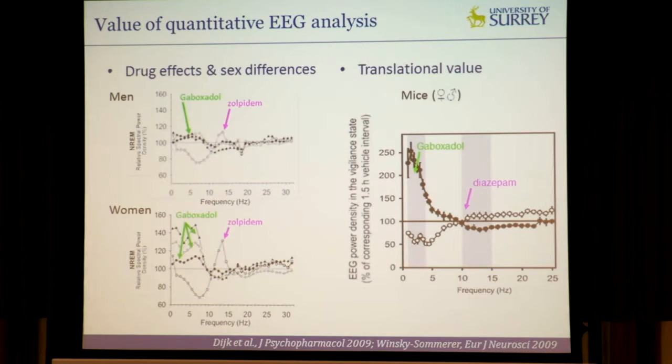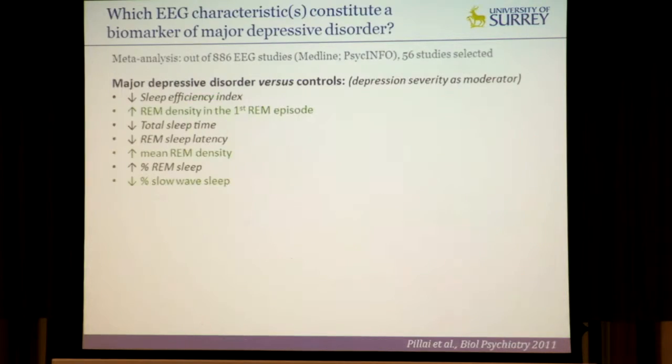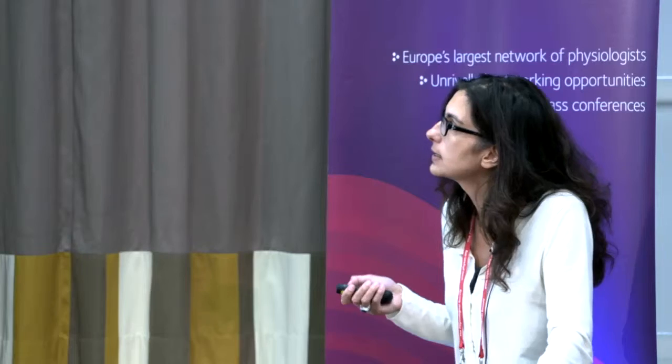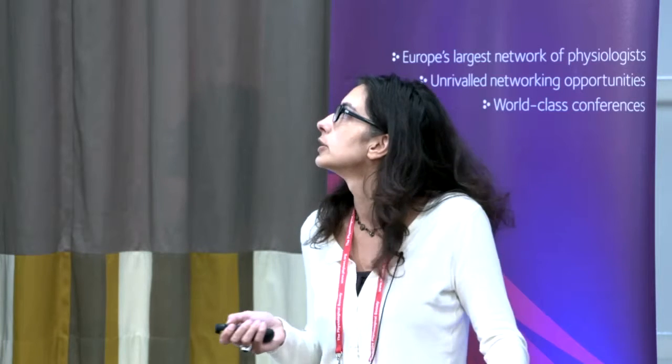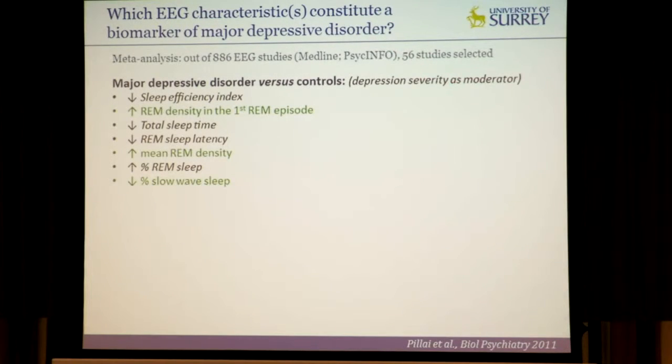but that has also been shown in rats. So if I go back to the biomarkers, there has been a recent meta-analysis looking at 886 EEG sleep studies performed in depression. Only 56 studies were selected, and we can maybe discuss afterwards why. But what they were able to show is quite interesting: there are very significant differences in several EEG parameters between major depressive disorder and controls. I have listed them here in order from the largest effect size to the smallest effect size.